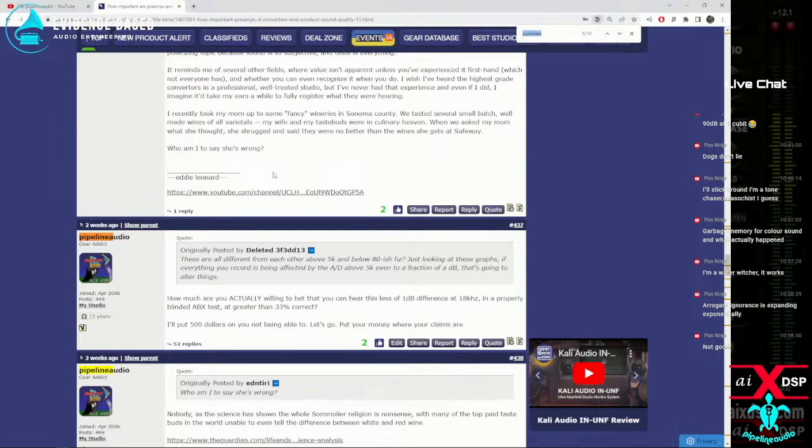So deleted says, these are all different from each other above 5K and below 80 hertz. Just looking at these graphs, if everything you record is being affected by the AD above 5K to even a fraction of a dB, that's going to alter things. No, it's not. So I said, how much?